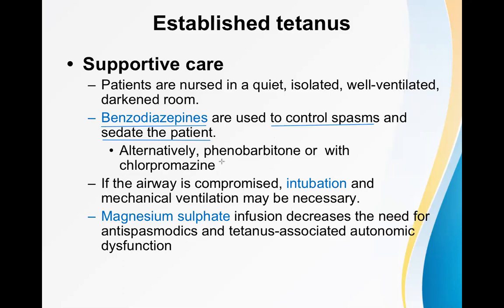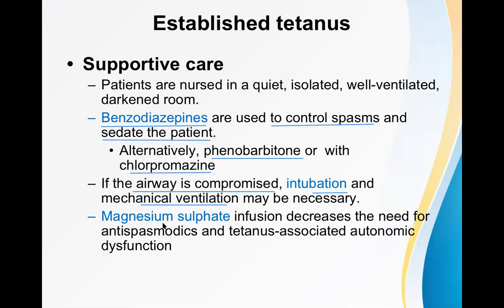Now alternatively, we can go for phenobarbital or even chlorpromazine. These are alternative drugs. As far as possible, don't mix these drugs together. If we mix them, there is a high chance of respiratory depression. Now, another important point: if the airway is compromised, meaning if the airway is blocked, if there is severe spasm of the larynx, intubation has to be done. Intubation means putting an endotracheal tube inside the trachea and fixing it. After that, we have to connect that endotracheal tube to the mechanical ventilator.